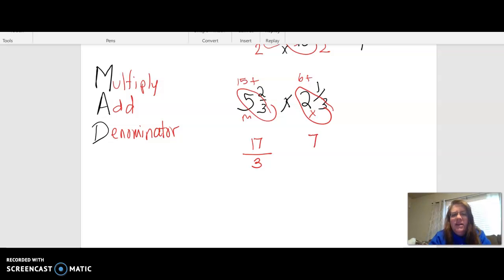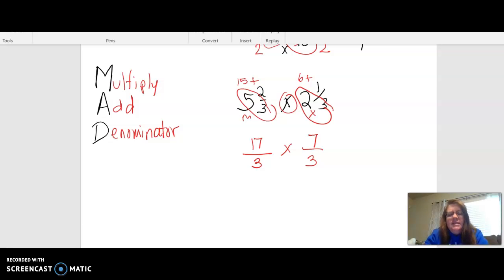So I'm going to add those together, and I keep my D for MAD, the denominator. Keep it the same. My sign does not change. I'm still multiplying these two fractions. But now I have two regular fractions, not mixed numbers, even though they are improper.